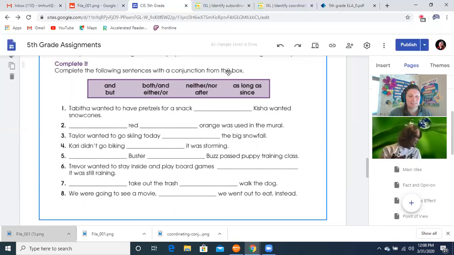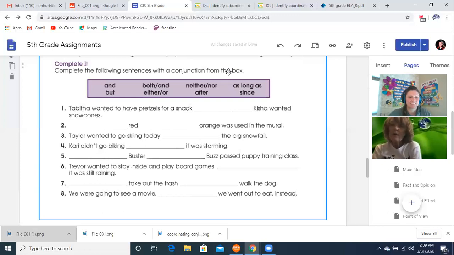I'll do number two. It says blank red, blank orange were used in the mural. Neither red nor orange were used in the mural. Is that what you think? Okay, let me ask you this. That is definitely right. But could you say both red and orange were used? Yes, okay, that would fit. Yes. Okay.